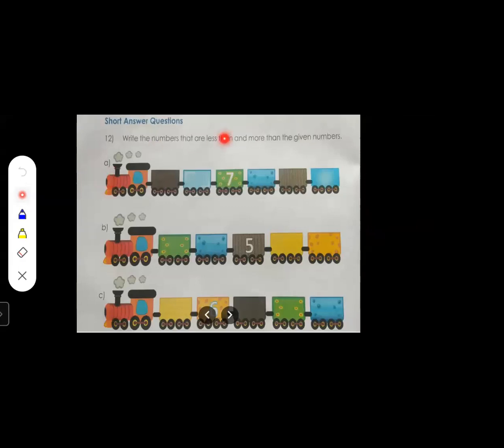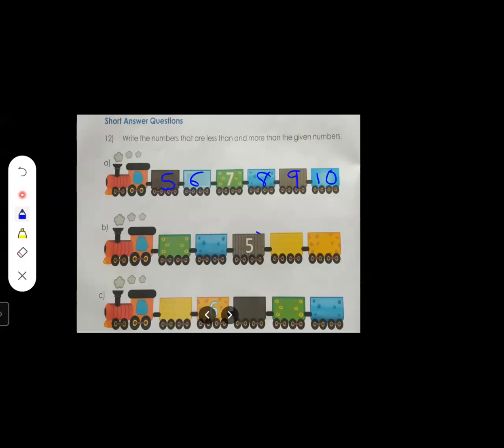Now the next one, here we have to write the missing number. Write the numbers that are less than and more than the given numbers. So yes, 7 is given. So before 7, which number comes? Yes, 6. Yes, 5. So 5, 6, 7, 8, 9, 10. Okay. Next one.